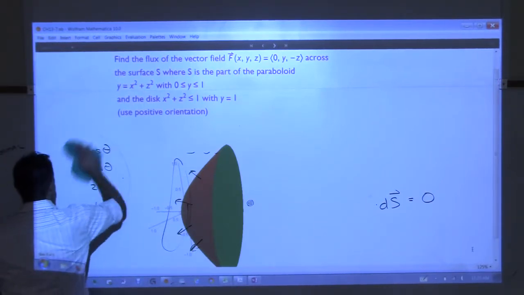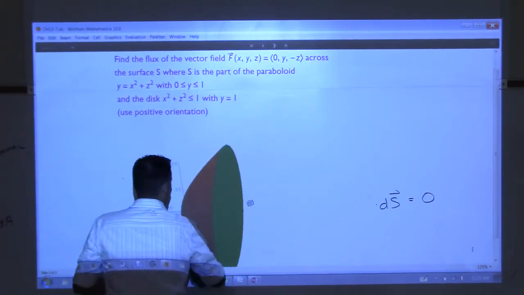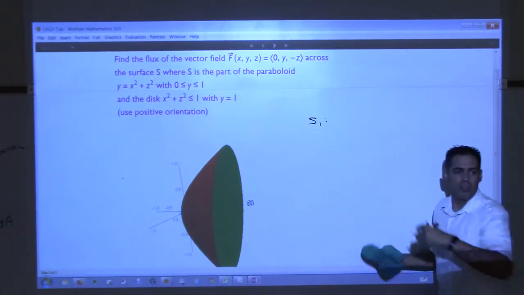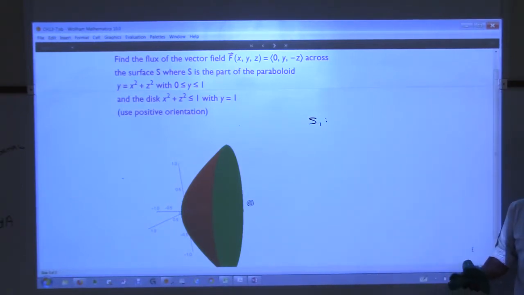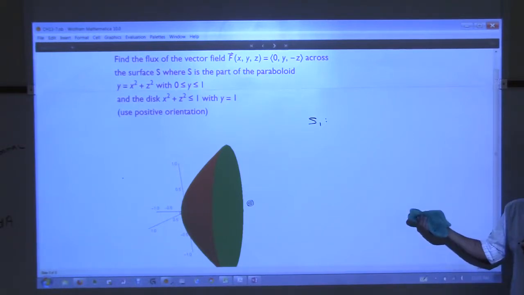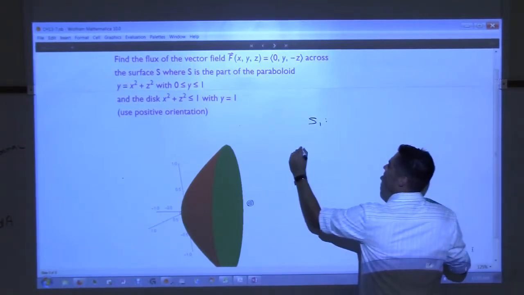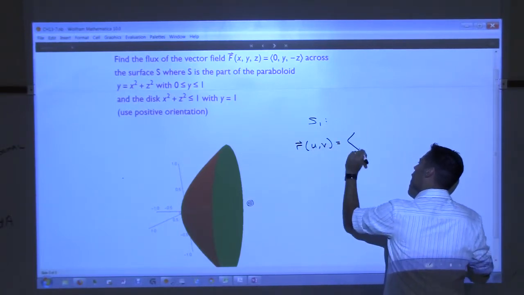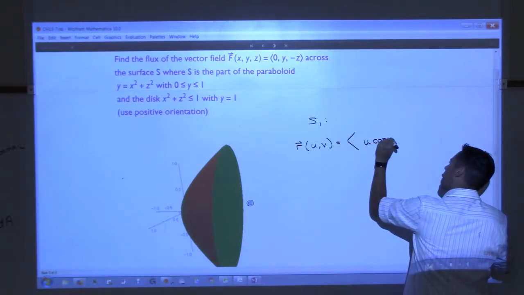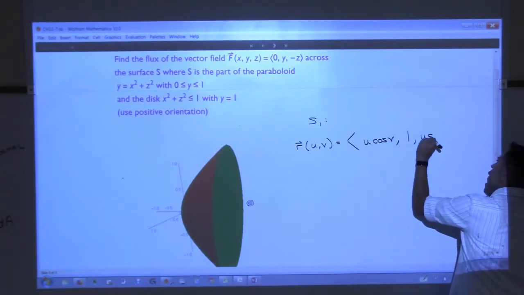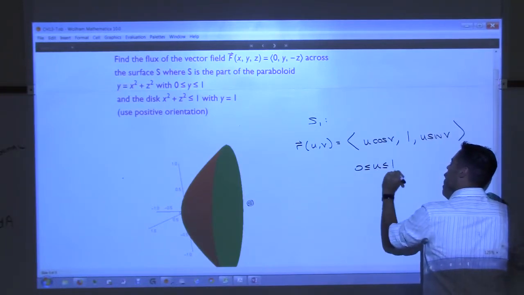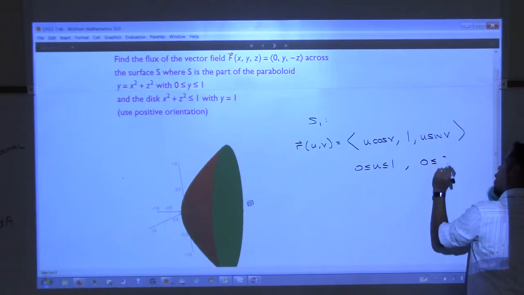Okay. But if you go back at S1, we had converted S1 over to a function of x and z, didn't we? We said y equals g of x, z equals 1. Yes? Okay. Could I have done this? Defined it to be r of u, v, u cosine v, 1, u sine v, and then let u go from 0 to 1, and let v go between 0 and 2 pi.